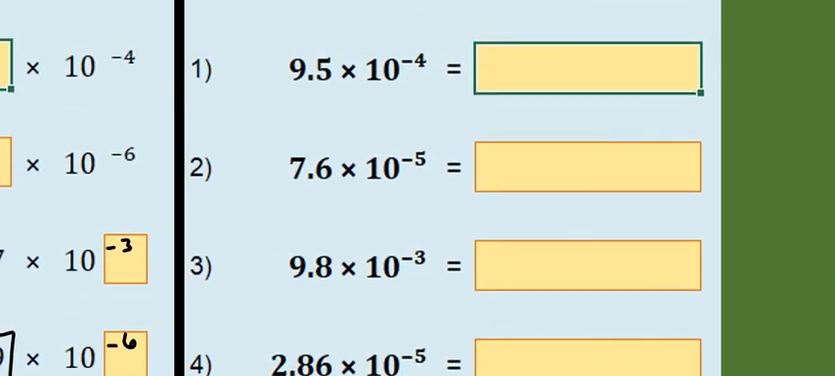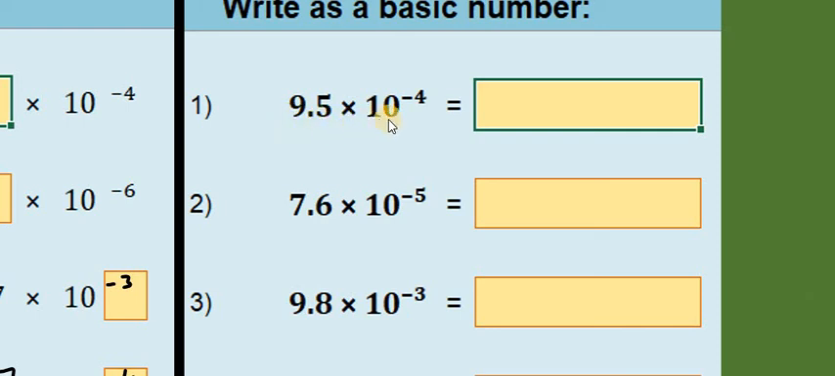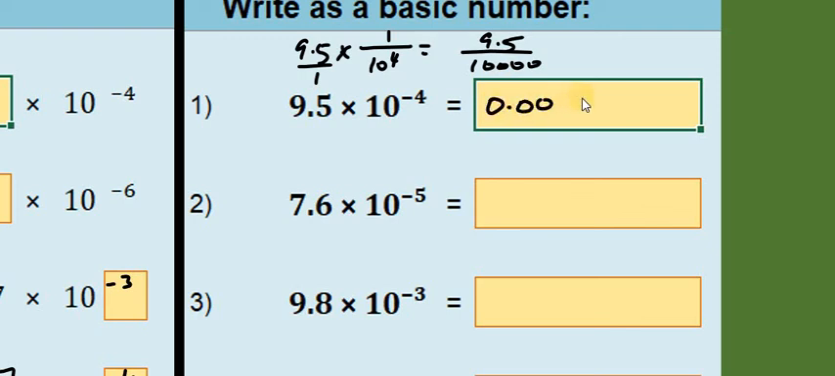All right, so let's look at the last question now. 9.5 times 10 to the negative 4th power. So we're moving from scientific notation to a basic number. And then remember, we can actually write this as 9.5 times 1 divided by 10 to the 4th power. Put 9.5 over 1. 9.5 times 1 is 9.5. And we're going to divide that by 1 with 4 zeros. And so we're shifting the point 4 places to the left because we're dividing.